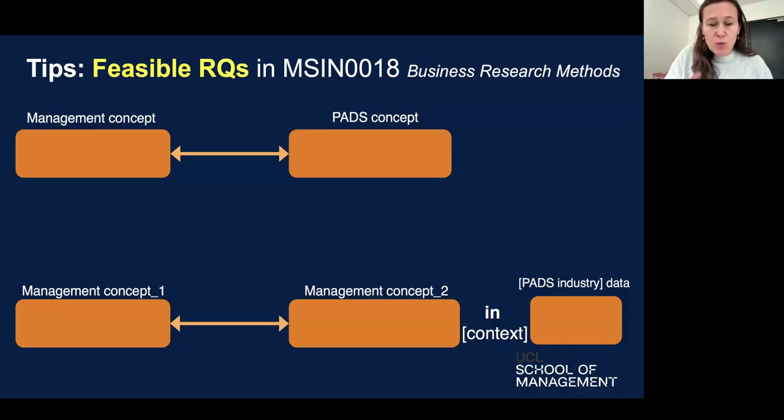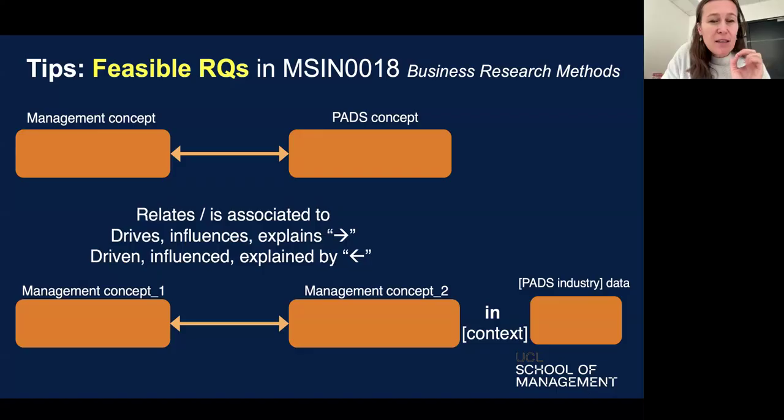What I'd like to focus on are these two recipes. At the bottom, the other recipe is to have two management concepts in your research question, but address it with data from the PADS domain. Or if the topic next year would be creativity and innovation, with data about creative firms or creatives to ensure you fit within the topic of that brief.